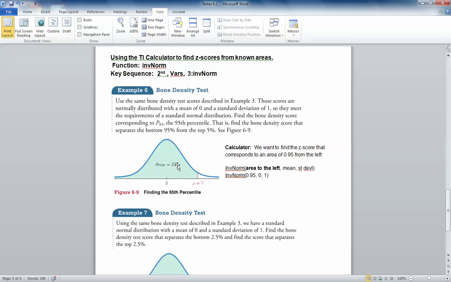So on our calculator, the commands that we need to give for inverse normal: we have to put in the area to the left of the z-score we want to find. Okay, and then the mean, and then standard deviation. So on our first one, we have inverse normal of 0.95, that's the area to the left, 0, and then 1.